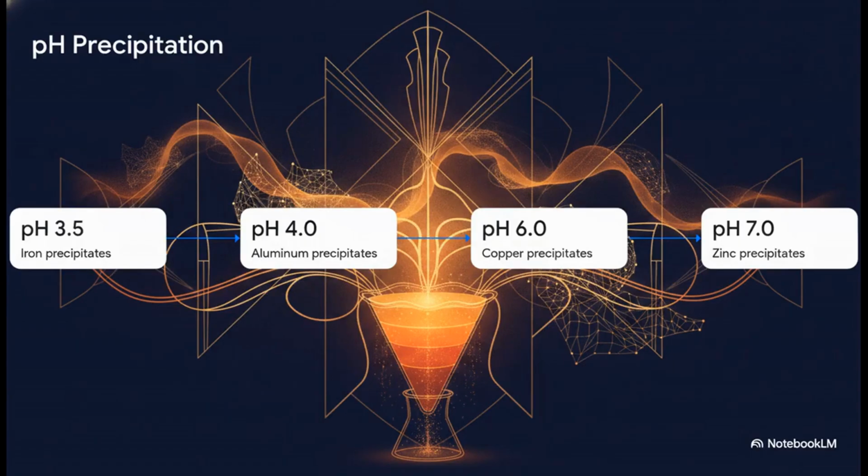Iron drops out first at a pH of exactly 3.5. Then you step up the ladder to 4.0 and aluminum falls out. Keep going to 6.0 and copper drops. Finally, zinc precipitates at exactly 7.0. By carefully tuning that pH, we're creating distinct, solid layers right out of the dissolved liquid. It's amazing. But it does leave us with a new problem. Once we have all these solids just floating around in the water, how do we physically sort them all out?